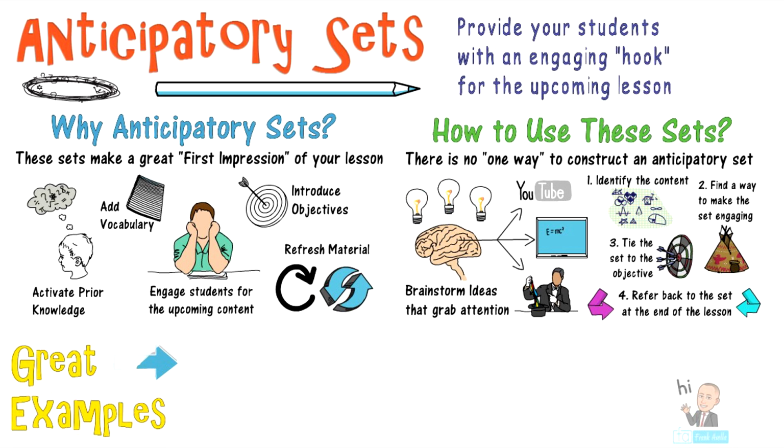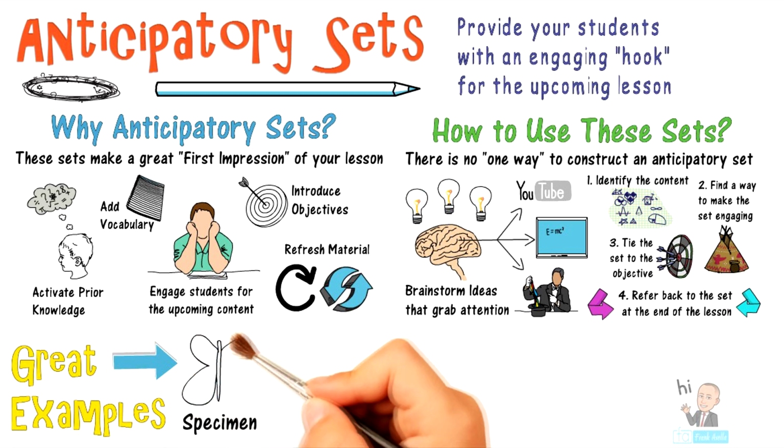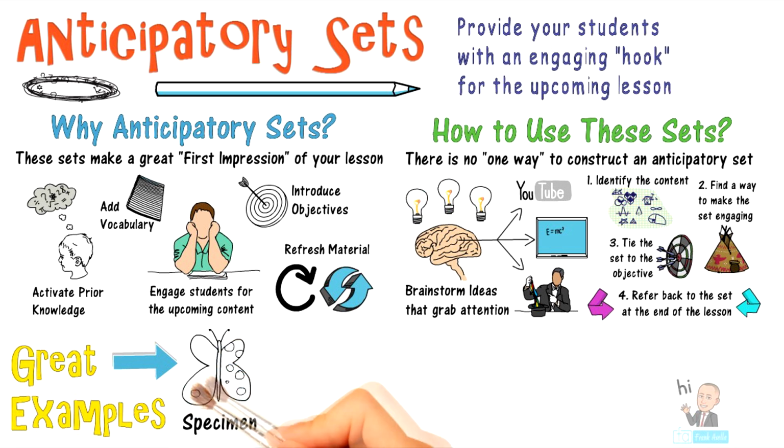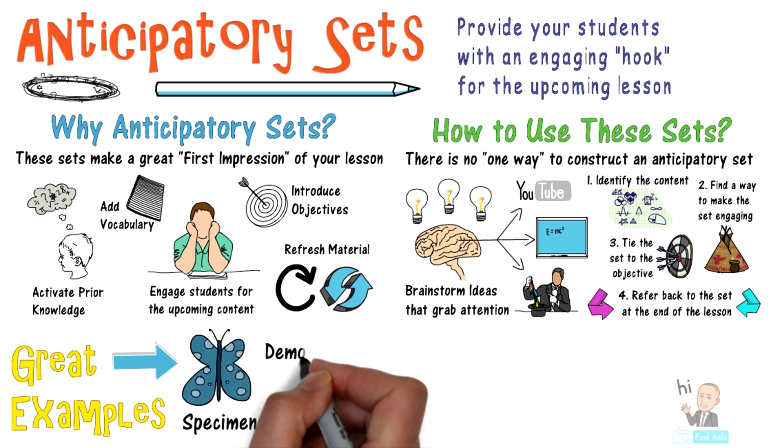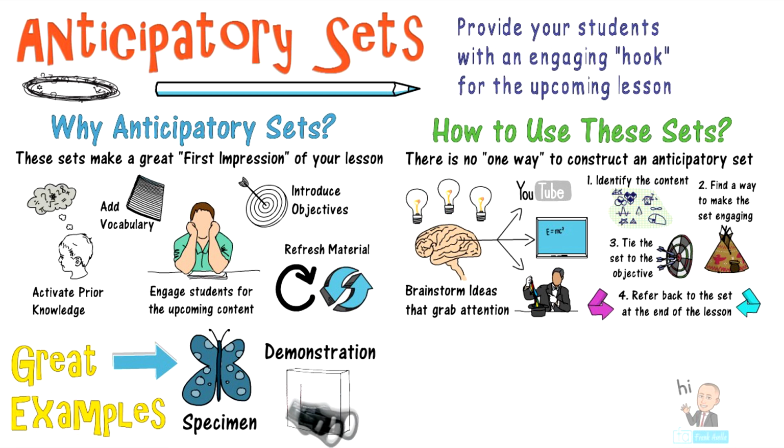So let's finally look at some examples for you. If you're doing a lesson on insects and bugs, bring in some specimens for the students to see. How about a lesson on magnetism? Bring in a high-powered neodymium magnet to show its strength.